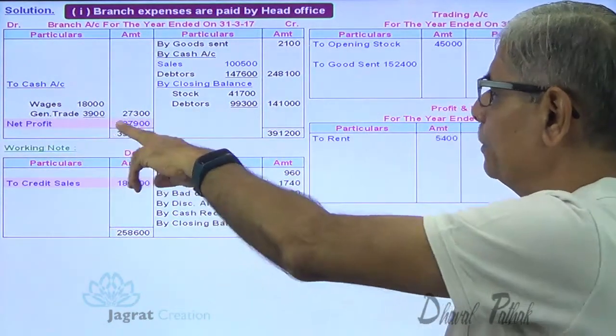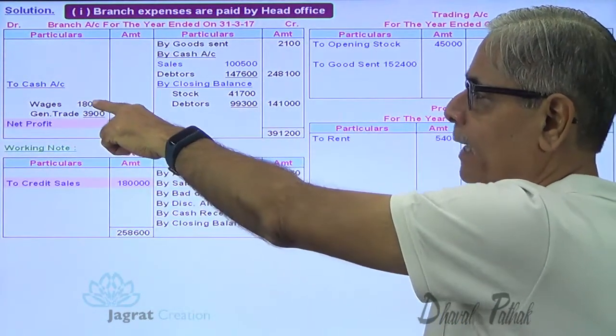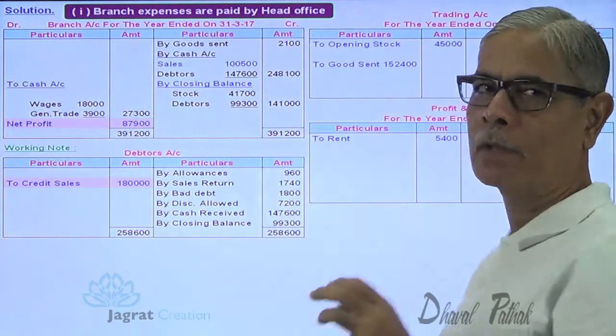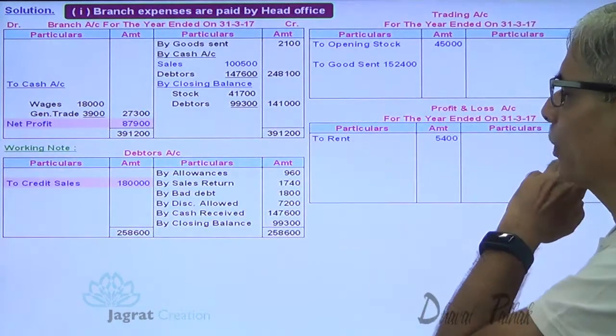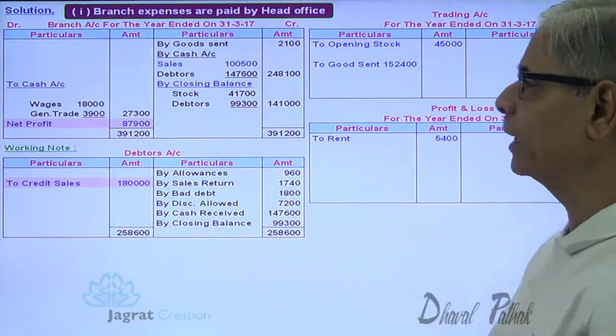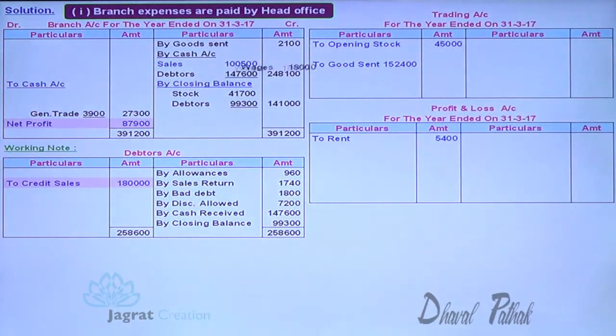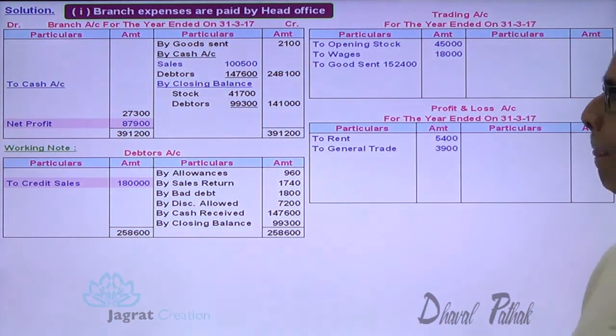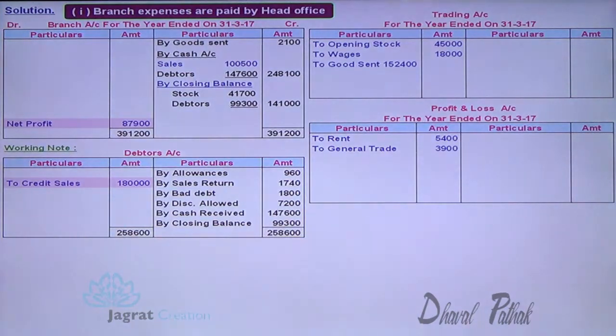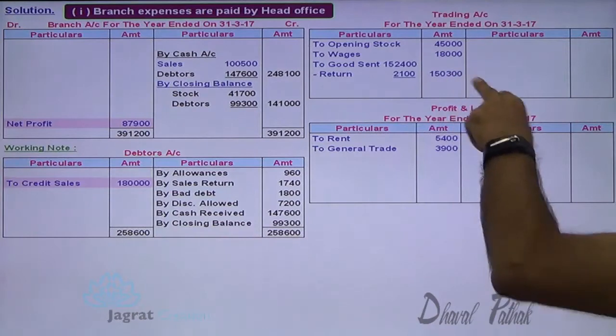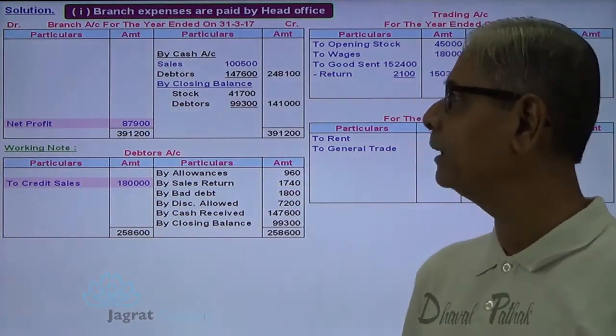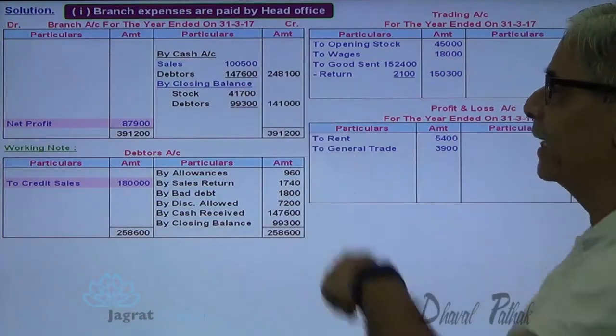Now, expenses paid, rent. This is an expense paid by the head office for the branch. Expenses are debited to profit and loss account. So rent is debited to profit and loss account. Wages are debited to trading account. General trade charges are debited to profit and loss account. Now, goods return are deducted from goods sent. So this is the net amount of goods available to the branch for selling. This is cash sales.